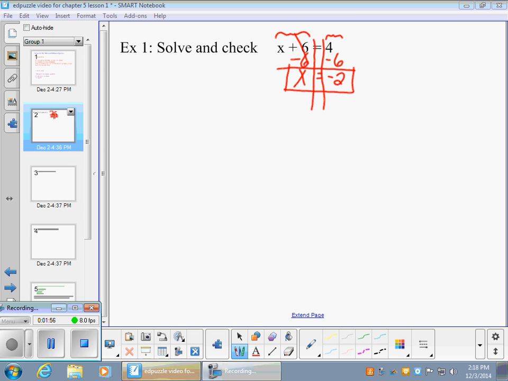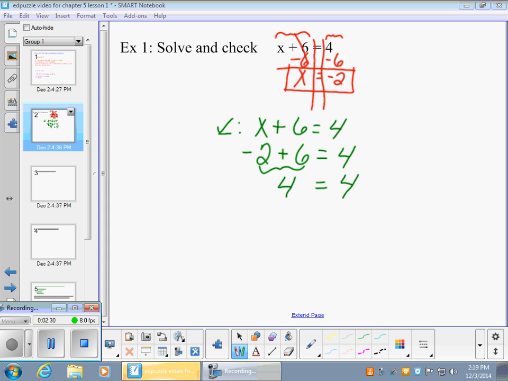Now we need to check. When you check, the first step is to rewrite the original equation, x plus 6 equals 4. Substitute. We got the answer x equals negative 2, so we're going to change the x to a negative 2, bring everything else down, and now we're going to simplify. The left side of the equation says negative 2 plus 6, which is 4. Bring down the equal sign and bring down the 4 on the right side. 4 equals 4, so it works. Just make sure you label where your check is.